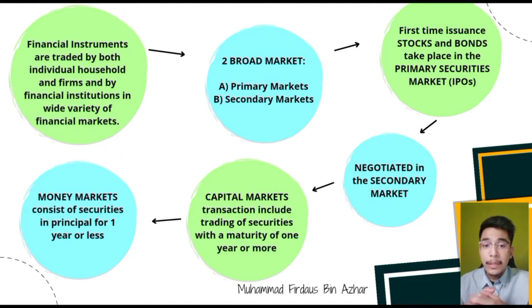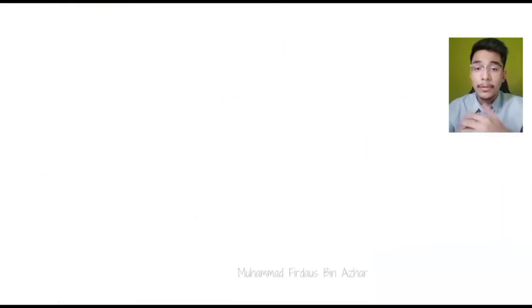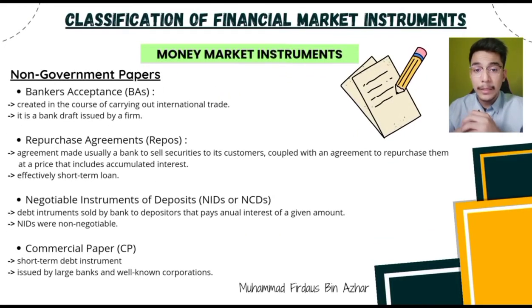And then the money market. The money market consists of security issues in principle for 1 year or less. For example, bank acceptance, treasury bill, NCD, repurchase agreement and commercial papers. So next slide, we look at the money market instruments.